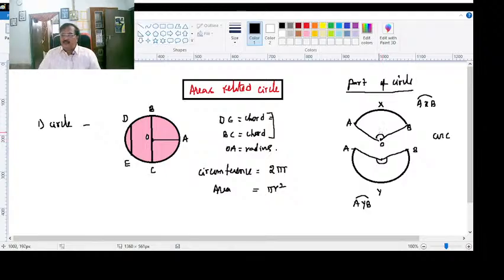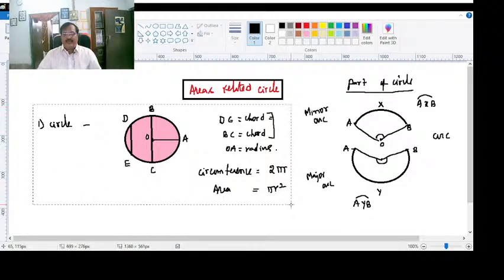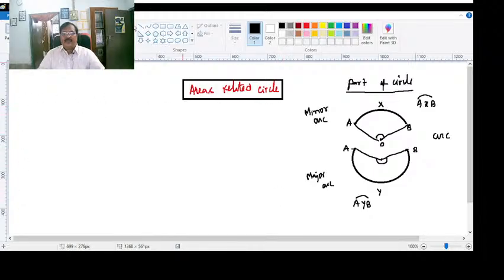Now there will be two arcs. One is a minor arc, and there is one more, the major arc. How to judge major arc and minor arc? Depending on the angle subtended at the center. This is the angle, let me say theta, and this is also theta. If theta is equal to 180 degrees, the arc will become a semicircle.